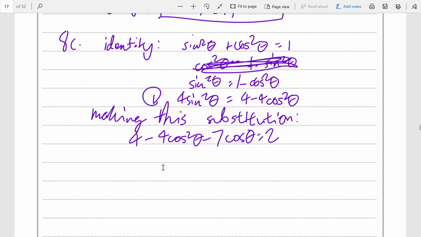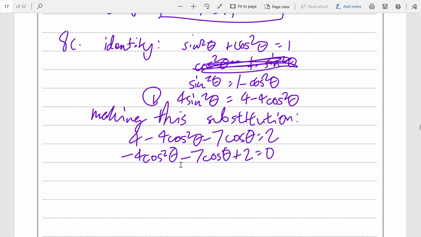And because this is a quadratic equation, what I'm going to do is move everything into the power order and move the constant term to the right hand side by subtracting 2 from both sides. And we'll finally get minus 4 cos squared theta minus 7 cos theta plus 2 is equal to 0.